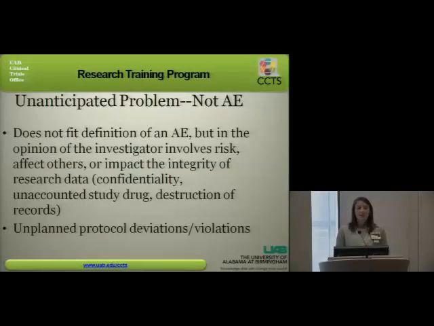If it's an unanticipated problem that is not an adverse event, this does not fit the definition of an adverse event, but in the opinion of the investigator, it does involve a risk. It affects others or impacts the integrity of research data, such as the confidentiality, unaccounted study drug, or destruction of records. Unplanned protocol deviations or violations. These also need to be reported.